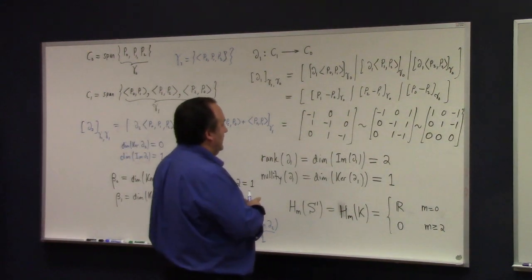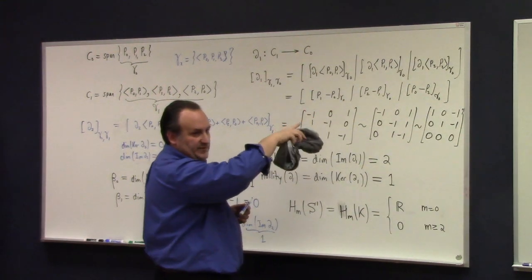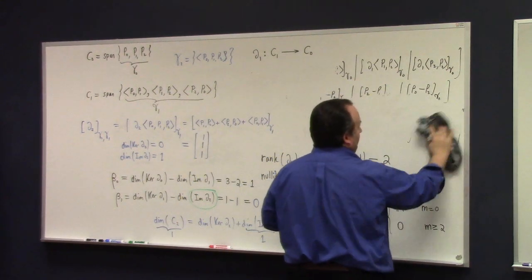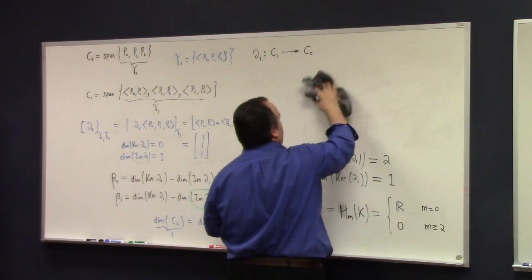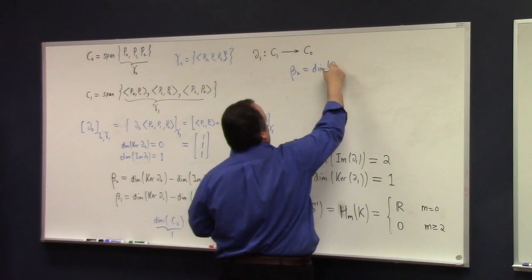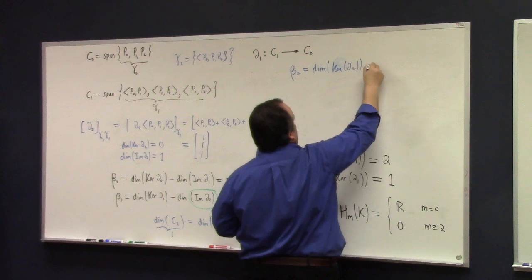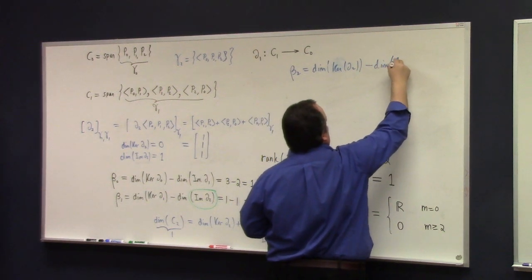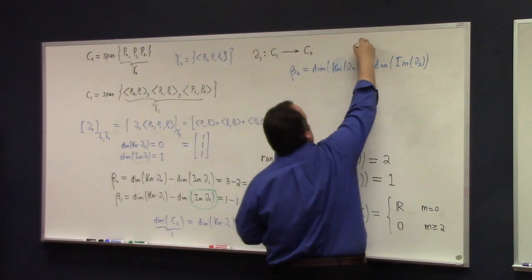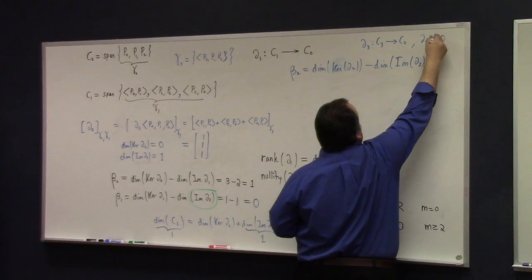What's beta 2? Can I erase this stuff? We're done with this. Uh-oh. No, we have the dimension of the kernel of del 2, the dimension of partial 2, oops, my bad. Kernel partial 2 minus the dimension of what? The image of partial what? So partial 3 is just going to give us 0. Right, partial 3 is from C3 to C2, and partial 3 is identically equal to 0 because C3 is 0.